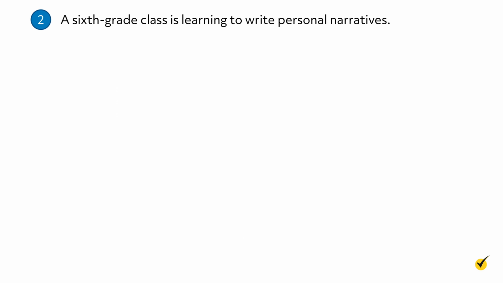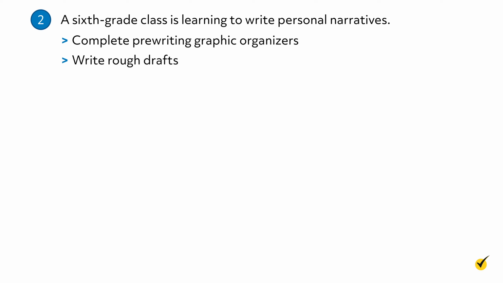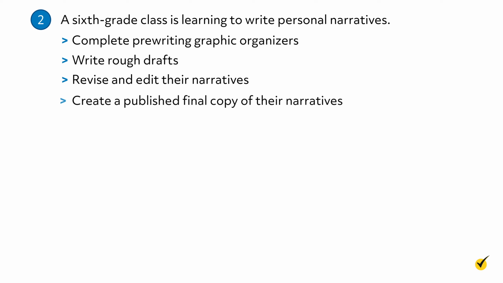Number 2. A 6th grade class is learning to write personal narratives. They first complete pre-writing graphic organizers to identify details about their topics they want to include. Next, they write rough drafts, which they share with partners for feedback. They then revise and edit their narratives based on peer feedback and self-reflection. Finally, they create a published final copy of their narratives, which they turn in to the teacher.